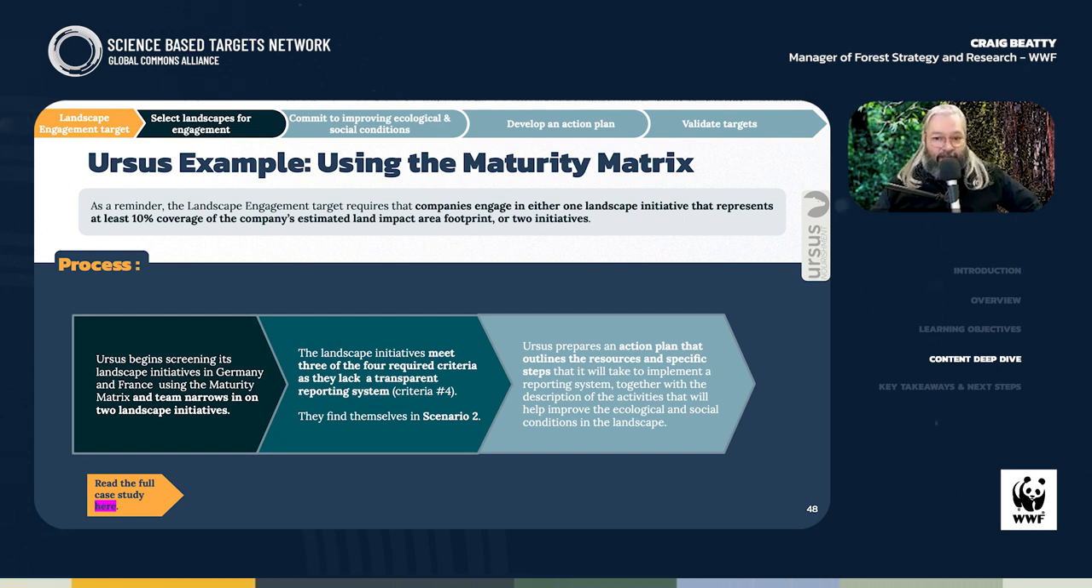Following the guidance presented in the previous slide, URSUS prepares an action plan that outlines the resources and specific steps that the company will take to implement a reporting system for the initiative, together with a description of the activities that the company and other stakeholders will implement to improve the ecological and social condition of the landscape.